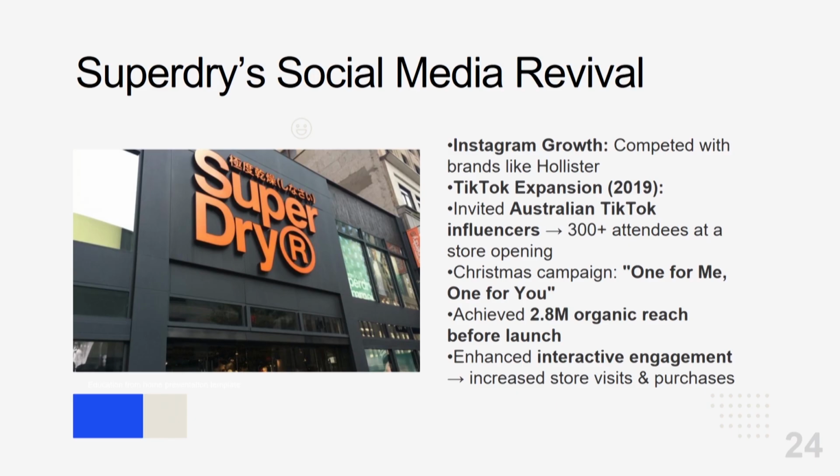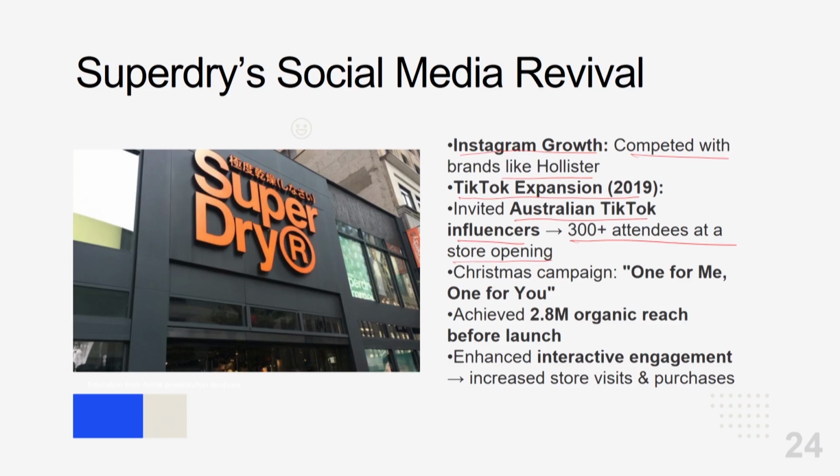When they moved into the digital space, in terms of growth, they found that on Instagram, they competed with brands like Hollister, which is established on Instagram. So they also made moves in TikTok expansion in 2019. They invited Australian TikTok influencers, and they got 300 plus attendees at a store opening with really not much that they had to try.